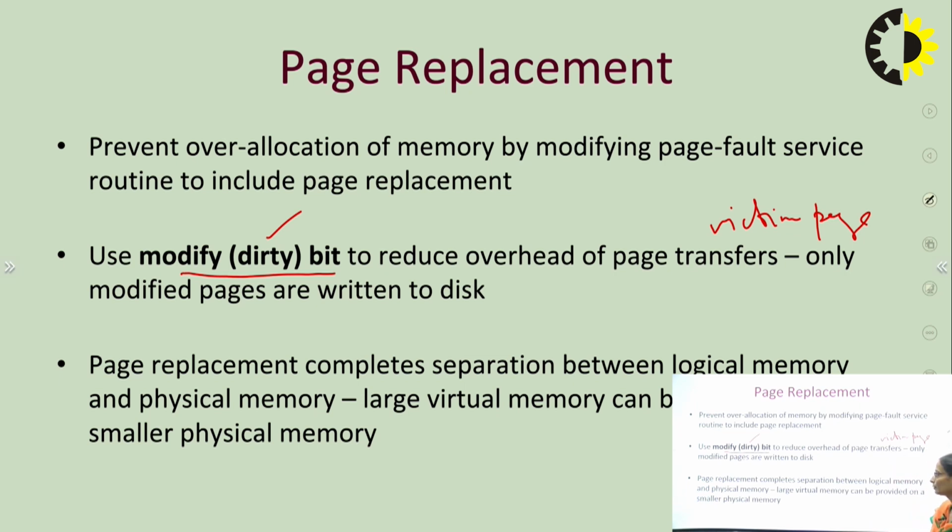So page replacement completes the separation between logical and physical memory. Earlier we had seen that the logical address space can be greater than the physical memory space. How can this difference be nullified in the virtual memory concept? It is nullified with the help of page replacement. That is, large virtual memory can be provided on a smaller physical memory.